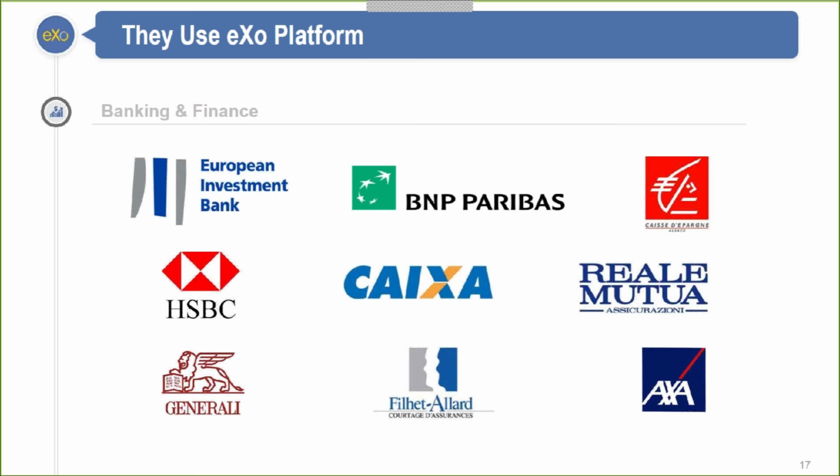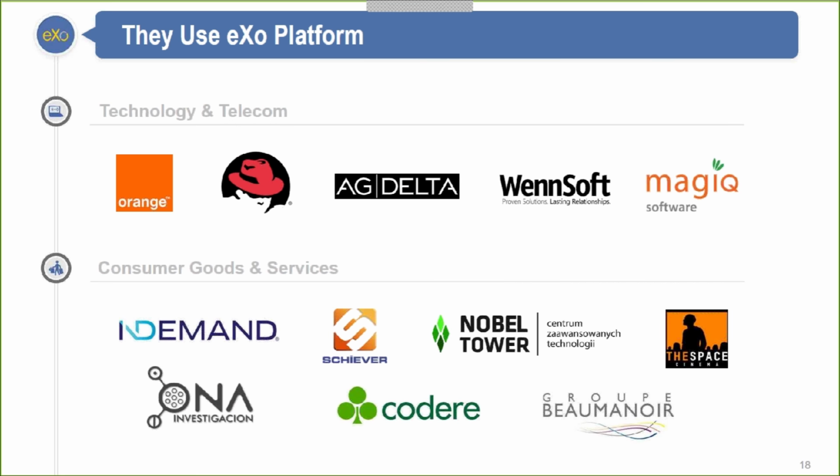And in terms of banking and finance, you can see the European Investment Bank, HSBC. CaixaBank is the second largest bank in Brazil, and they use eXo for several portals, one for internal collaboration and one for external, for communicating with their customers. In the tech and telecom industry, you can see, for example, Red Hat, Magic Software in New Zealand. Consumer goods and services, you can see some customers like InDemand and the Space Cinema.